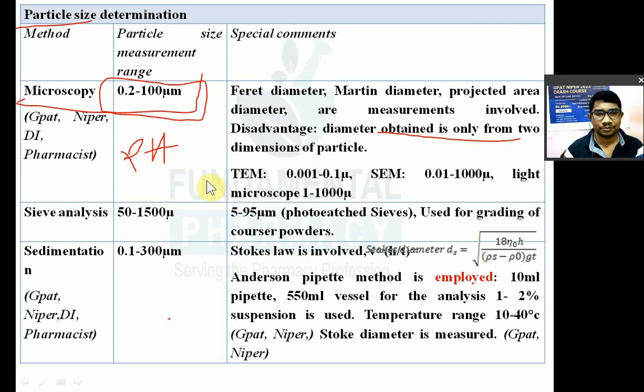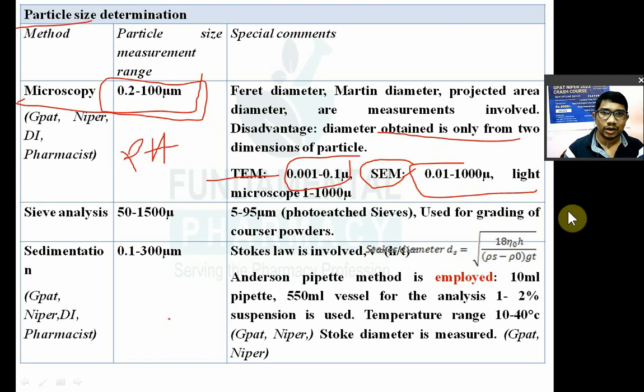Ordinary microscope has a lower resolution, right? So with optical microscopy you will get less resolution, but transition electron microscope or electron microscope will increase the resolution. With a transition electron microscope, you can measure particle size in a range of 0.001 to 0.1 micron. And even by using scanning electron microscope you can measure particle size in a range of 0.01 to 1000 micron. Light microscope or simply optical microscope, 1 to 100 micron, right?